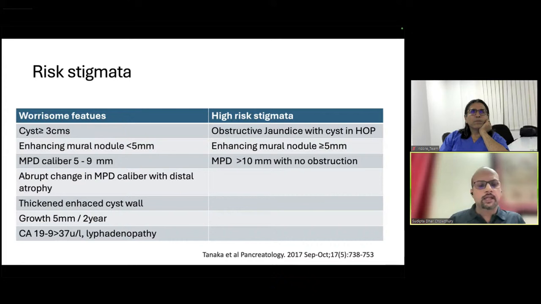worrisome feature. The blood CA19.9 has been used by certain guidelines, and I leave it here because that has not been particularly helpful. But some of the guidelines actually recommend looking at CA19.9, and if the CA19.9 is more than 37, then one should consider this a worrisome feature and evaluate the cyst more extensively. And of course, as we discussed, lymphadenopathy is a worrisome feature.